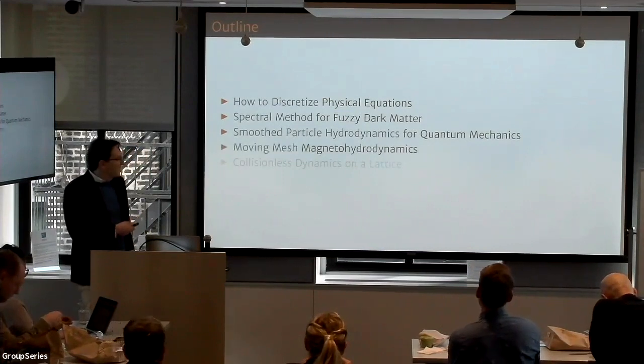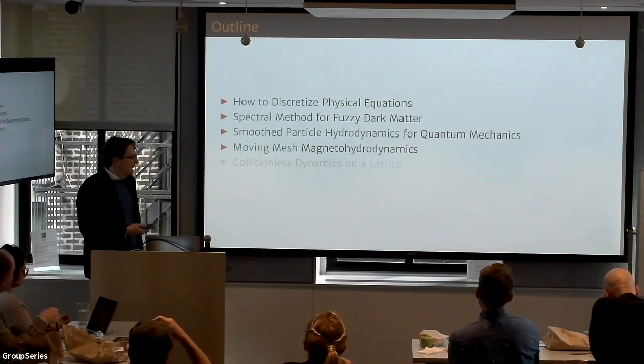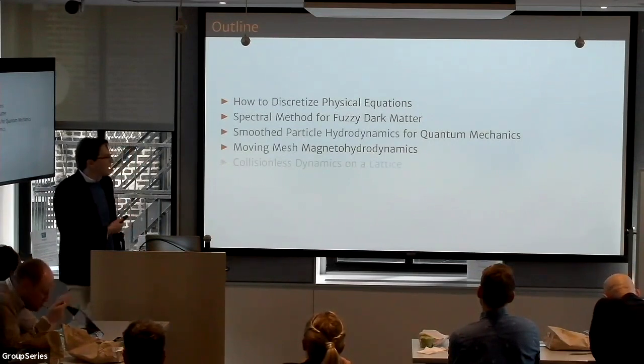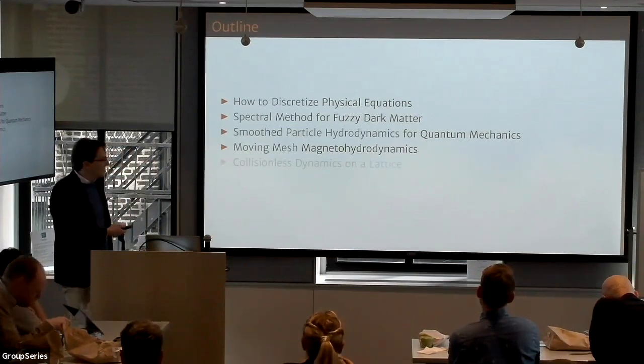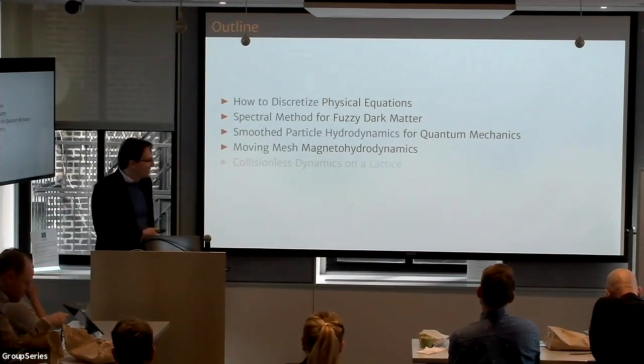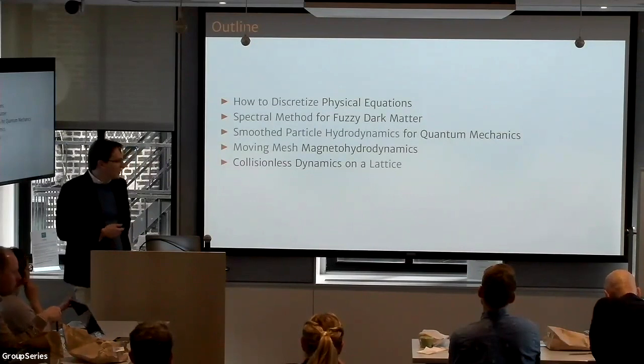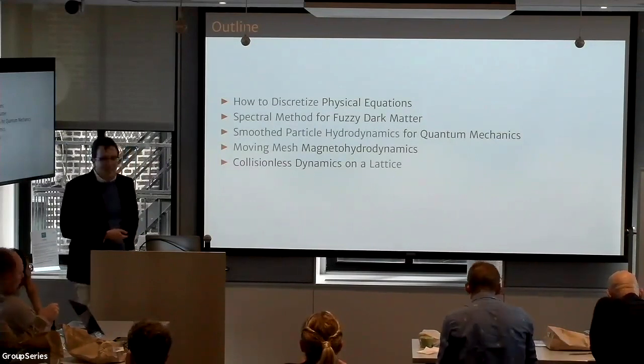Following that, I'll look into moving mesh magnetohydrodynamics and how you can preserve the Galilean-invariant properties of these equations using a moving mesh. And finally, I'll go into something different. I'll talk about collisionless dynamics and solving that on a lattice.